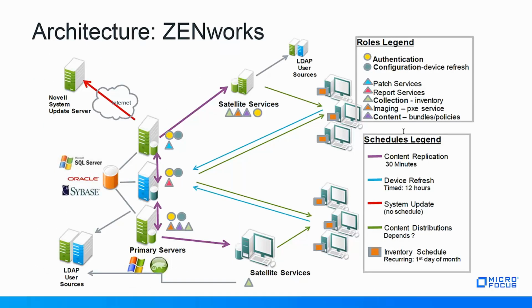So here we have an architecture of ZENworks, and this is just, like I said, a 10,000 foot view. You have all the different components. You have your databases, your primary server, satellite servers, end nodes. Are they connected to satellites? Are they connected to primaries? So this gives you an idea of a large view.